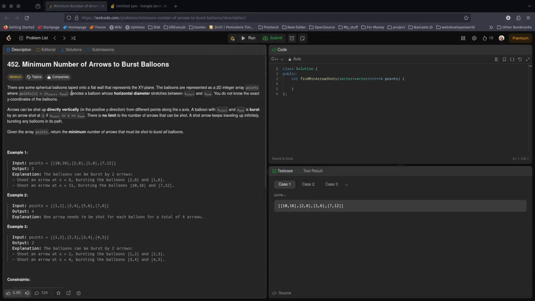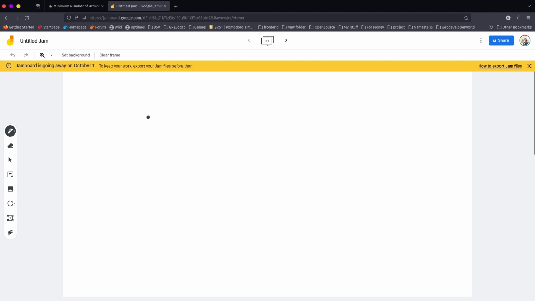Okay, so today's question is minimum number of arrows to burst balloons. There are some spherical balloons taped onto a flat wall that represents the XY plane. The balloons are represented as a 2D integer array points.